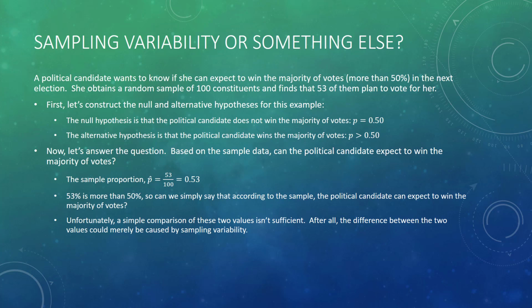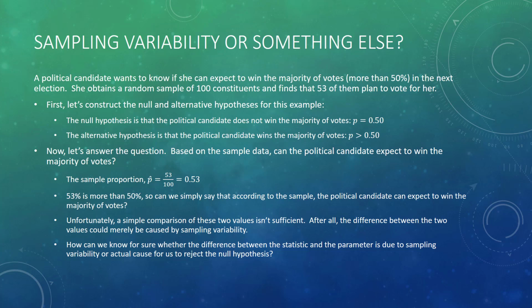Unfortunately, a simple comparison of these two values is not sufficient. After all, the difference between the two values could merely be caused by sampling variability. How can we know for sure whether the difference between the statistic and the parameter is due to sampling variability, or whether it's actually cause for us to reject the null hypothesis? To answer this question, we use a hypothesis test.